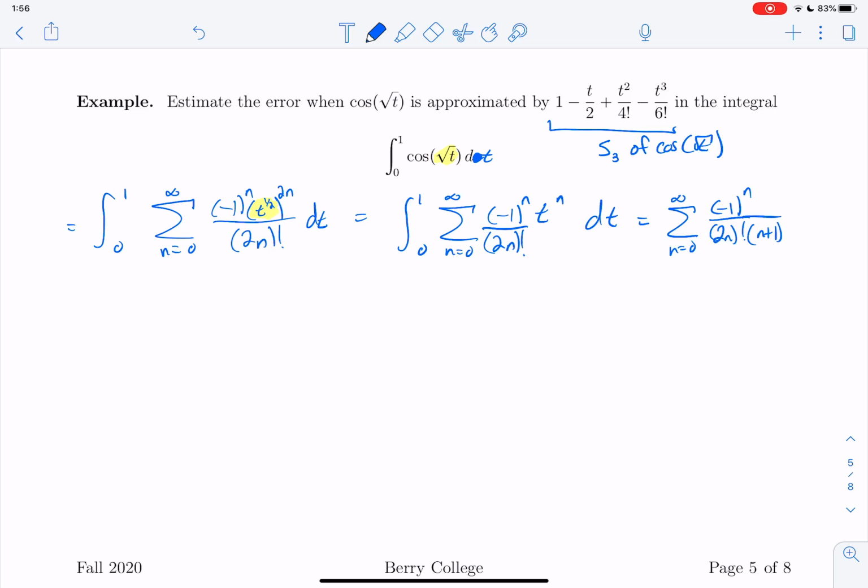And what we see here is that if I took S3 inside of cosine of the square root of t and I fed that into this integral and then integrated that term by term, it would be equivalent to now taking S3 of this series.